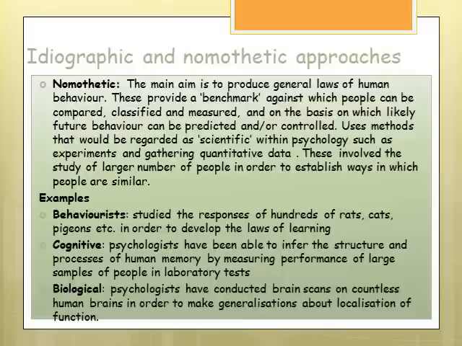So, behaviourists take the nomothetic approach. The study of hundreds of rats, cats and pigeons and dogs have been used to develop laws of learning. So Pavlov's and his dogs with classical conditioning, Skinner with his rats and pigeons in operant conditioning. The cognitive approach, so psychologists have been able to infer the structure and process of human memory by measuring the performance of large samples of people within lab experiments, and then they've been applied to all humans. Also, biological psychologists have conducted brain scans on countless human brains in order to make generalizations about the localization and functions. So, the general law that the language centers are located in the left hemisphere of the brain.